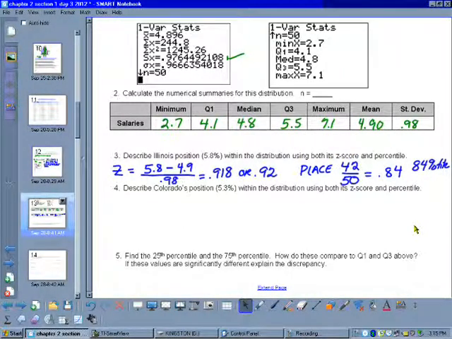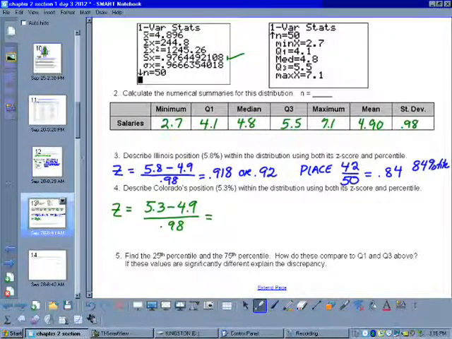I'd like you to try the same for Colorado. You can pause the video at this point and try it yourself, and then restart the video to see what the answers are. For Colorado, the z-score would be 5.3 minus 4.9 divided by 0.98, and that decimal works out to be 0.408, or 0.41. It's about half a standard deviation above the mean of the state unemployment rates.